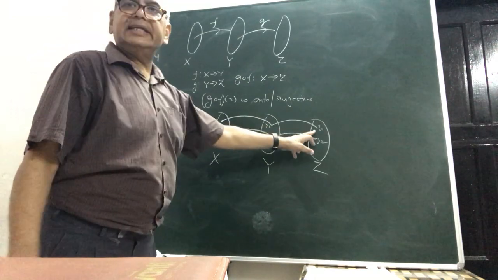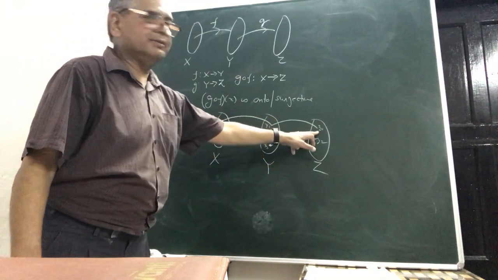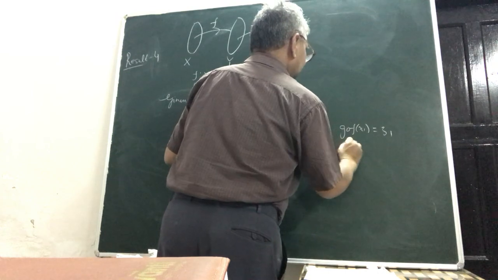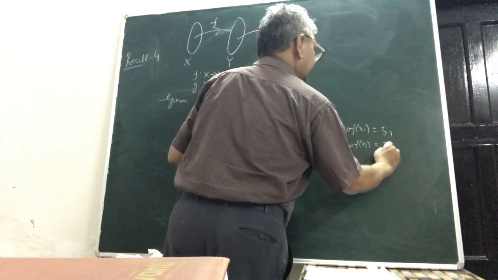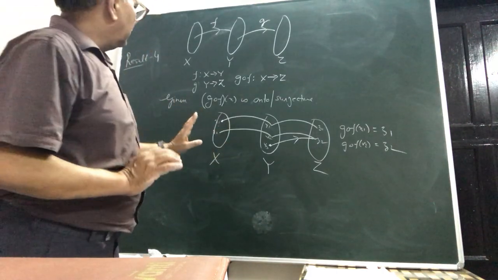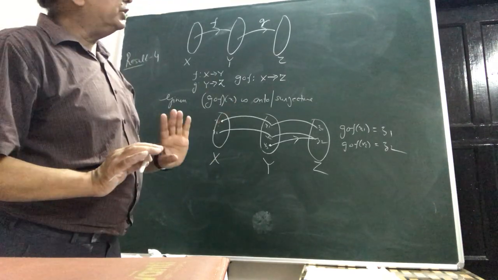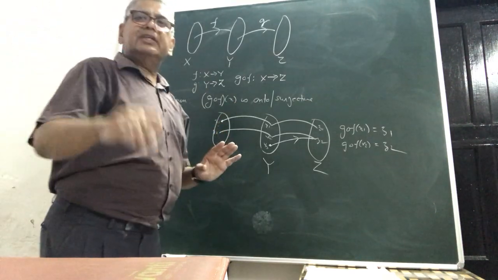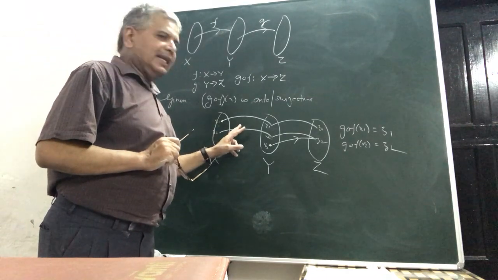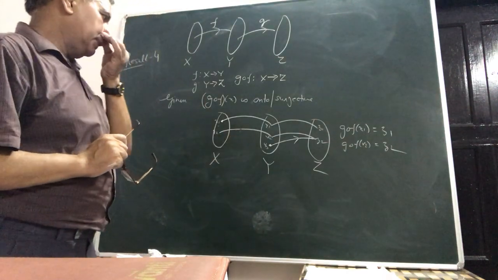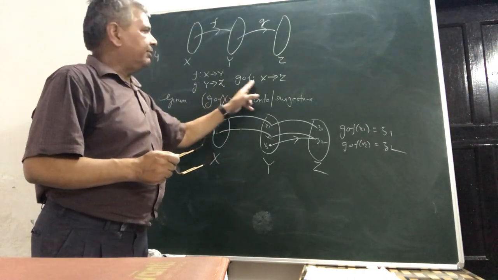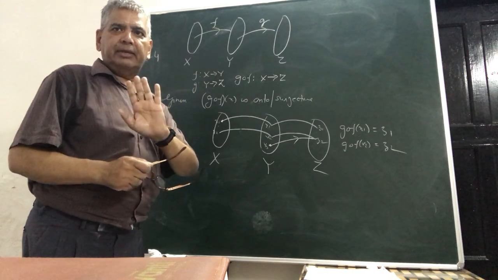Because g of f of x1 is what? z1. Obviously one can see it, its image is y1, and y1 goes to z1. So what we are finding is g of f of x1 is equal to z1 and g of f of x2 is equal to z2. Two elements only, both the elements are the images of one element here. So g of f is an onto function. The point we are trying to make is that this function f may be onto or into, and still g of f can be an onto function.